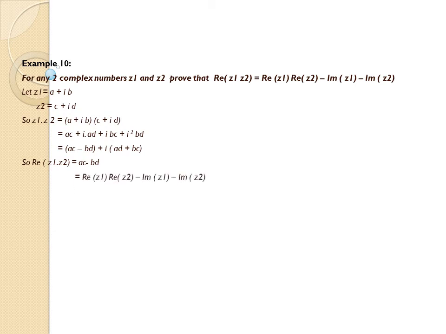Now ac minus bd: a means real of z1, because real of z1 equal to a, and imaginary of z1 equal to b. Next is c, which means real of z2, and minus b means imaginary of z1 and d means imaginary of z2. So the proof has been done. We will go through another problem.